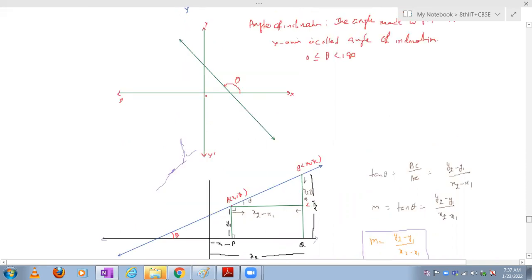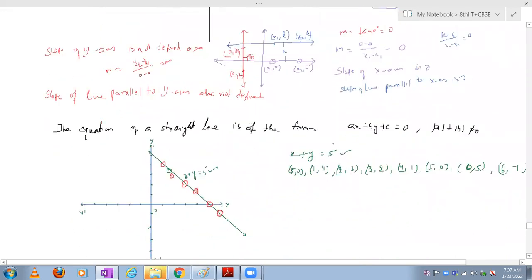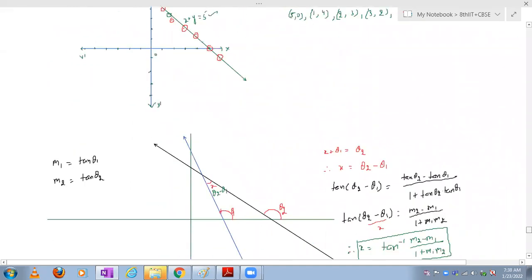Okay? Then I told how an equation of a straight line will be. Generally, the equation of a straight line will be in the form ax plus by plus c, where mod a plus mod b is not equal to 0. Any point on this line you take will give a straight line, and every straight line is represented by an equation like x plus y equals 5. That equation only we are trying to find here, right?